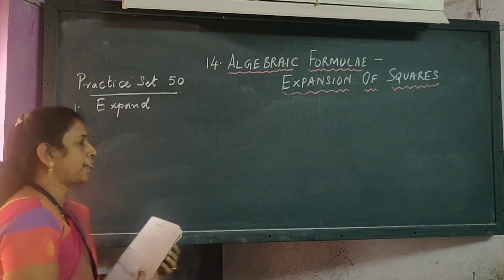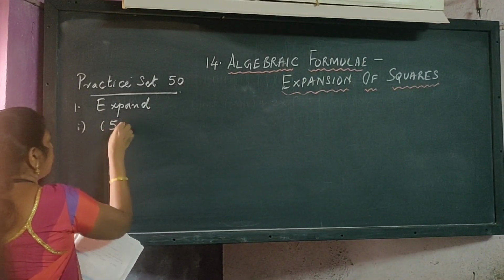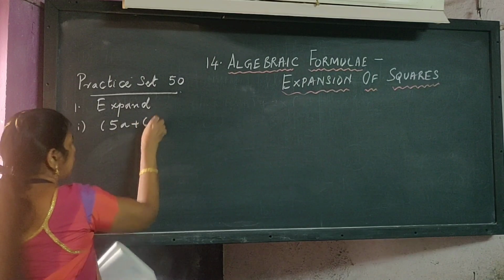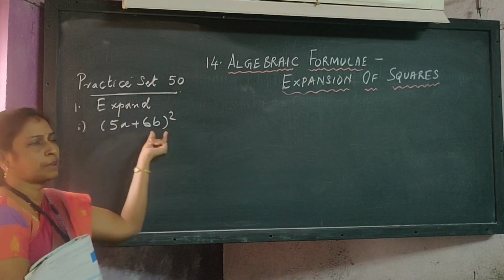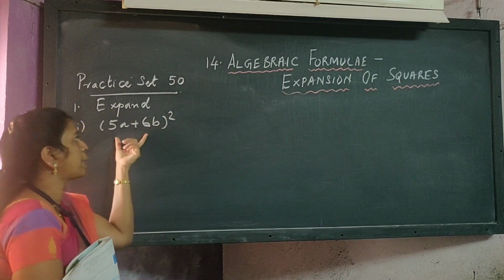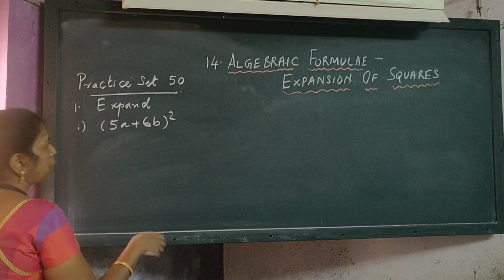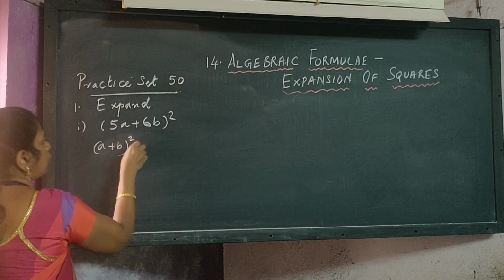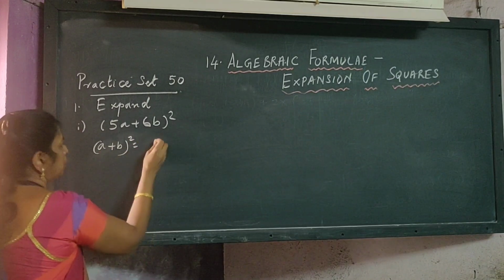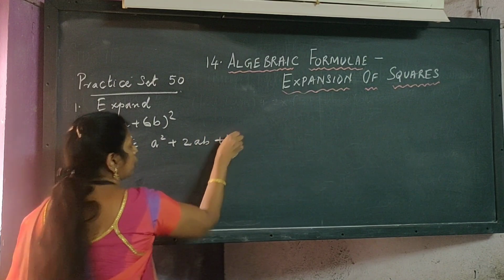First, expand. In this, the first sum is what? (5a plus 6b) the whole square. Okay, now this is in the form of (a plus b) the whole square. We are going to apply the (a plus b) the whole square formula in this sum. Now what is the formula? You all know (a plus b) the whole square is what? That is first term square, so first term is what? a square plus 2ab plus b square.